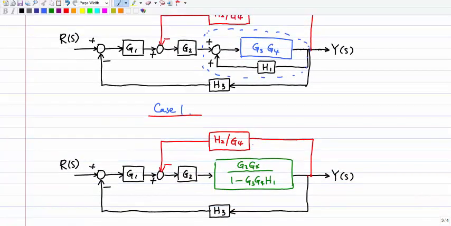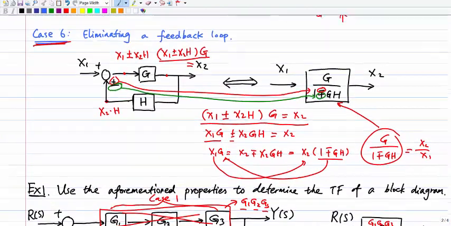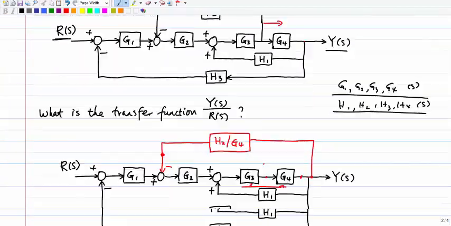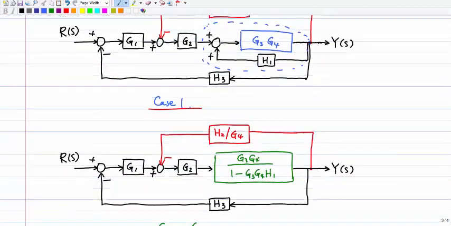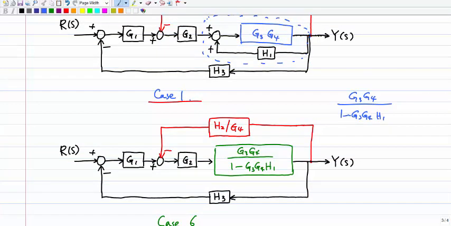If I look at the feedback loop over here, it is g divided by 1 minus gh, because it is a positive feedback. Here g is g3, g4, so it's g3, g4 divided by 1 minus g3, g4, h1. Of course, this is h1 over here. The reason I have this minus sign is because this is a positive feedback. So I have g3, g4 divided by 1 minus g3, g4 times h1.